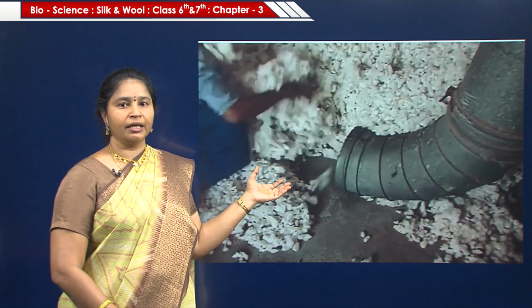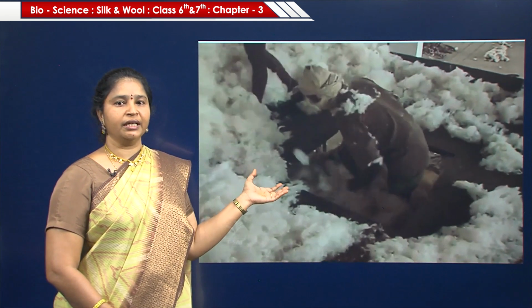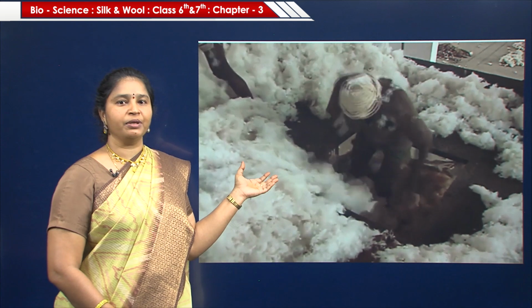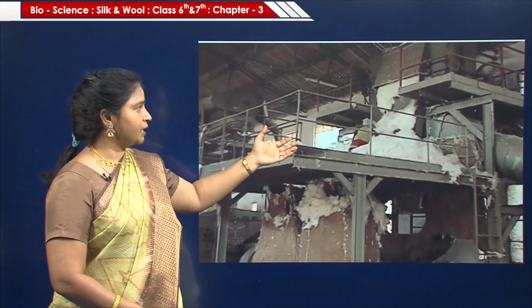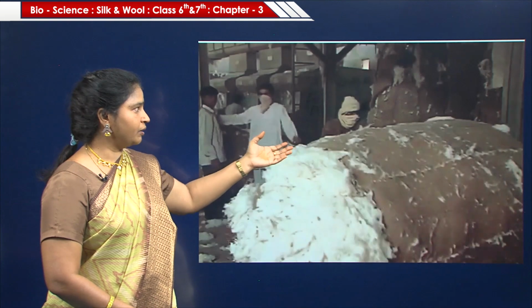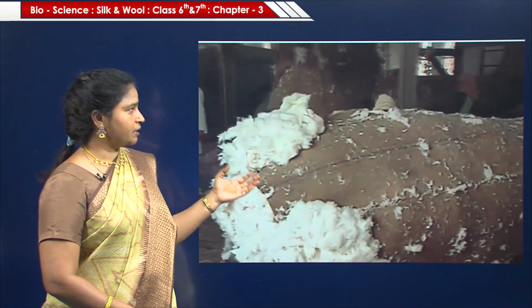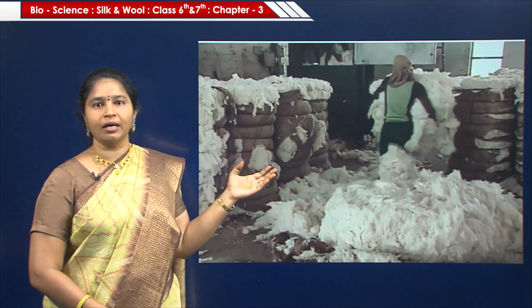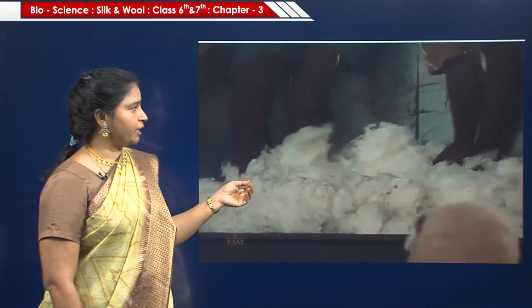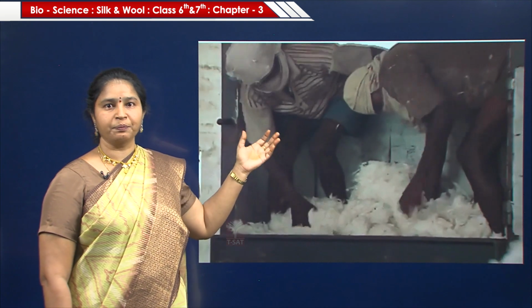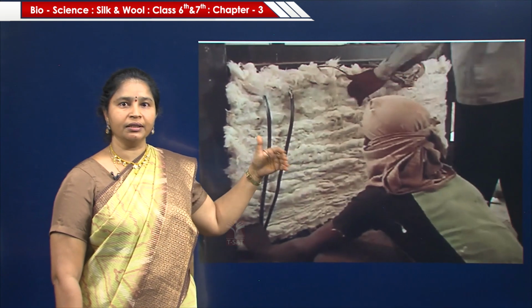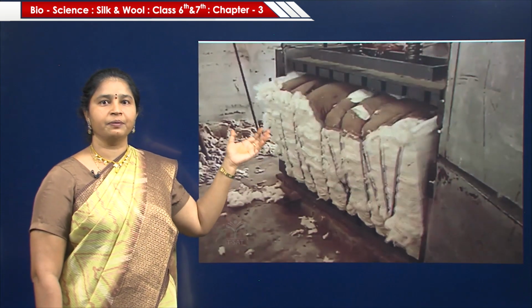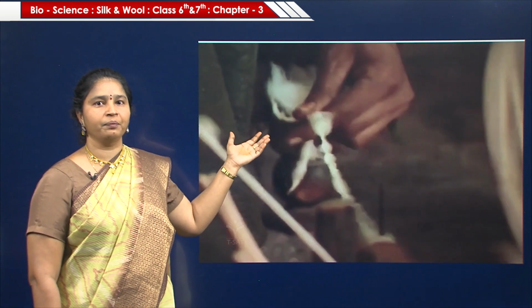industries or mills. Now they are sending that cotton for ginning, that means they are separating the seeds from the cotton. Now you can see the seeds are separated from the cotton. Separating the seeds from the cotton, that process is called ginning. Now they are piling it as bales. So these bales are sent to the other industries where these bales are converted into fibers.